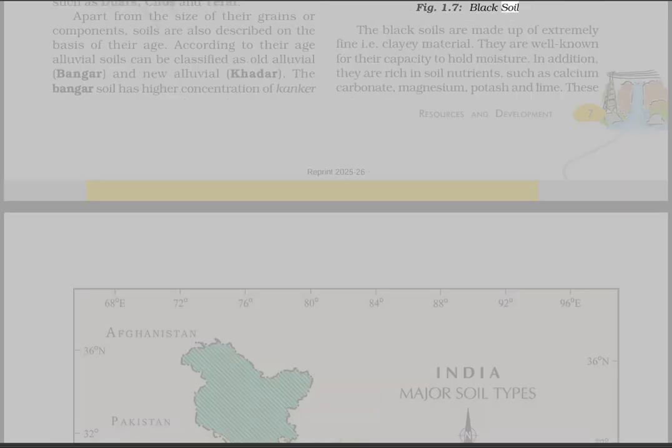Fig 1.7, Black soil. The black soils are made up of extremely fine, i.e. clayey material. They are well known for their capacity to hold moisture. In addition, they are rich in soil nutrients, such as calcium carbonate, magnesium, potash and lime.